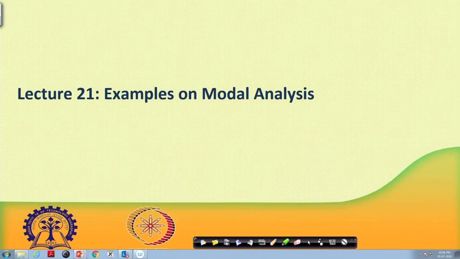Hello. So, in this lecture, we are going to solve one more example on modal analysis. In the last lecture, we used the modal analysis or modal expansion theorem to solve a forced vibration problem of a 3-degree of freedom system as an example. So, here we are going to adopt the same technique, but solve a problem on free vibration.